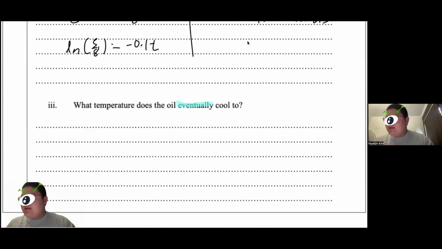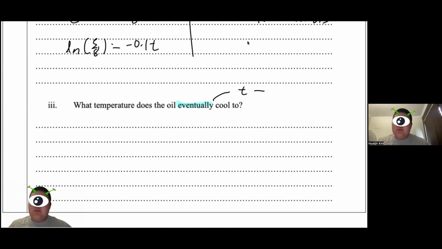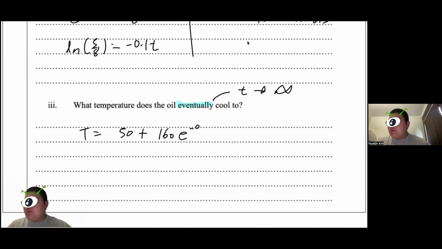What does eventually mean? If I've taught you before, you would know. Eventually just means after a long time, as time approaches infinity. So what does that mean? Temperature is 50 plus 160 e to the power of negative 0.1t.